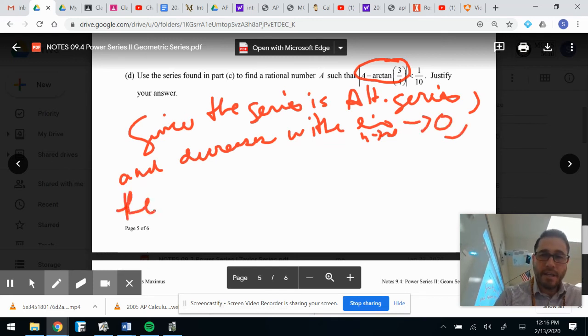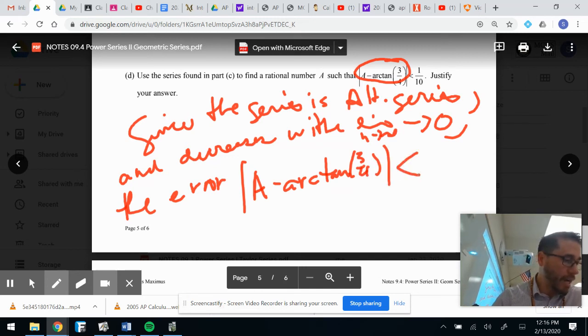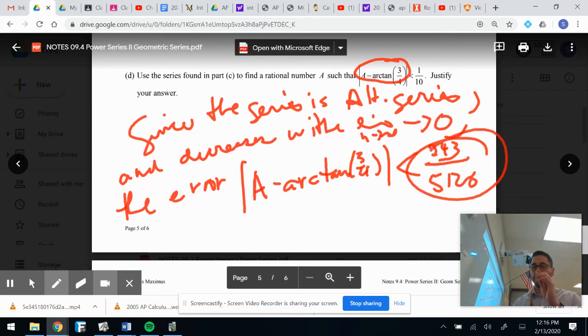the error, A minus arctangent of 3/4, is going to be less than, what was the answer we got there? It was 243 over 5120. So this is a number that they're going to be checking.